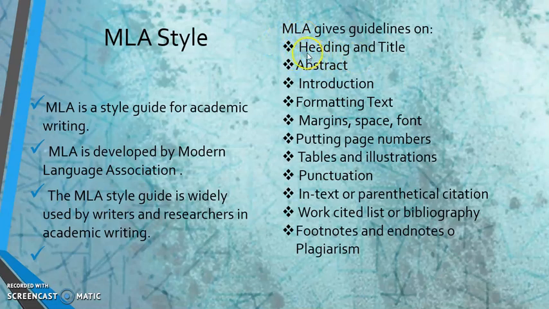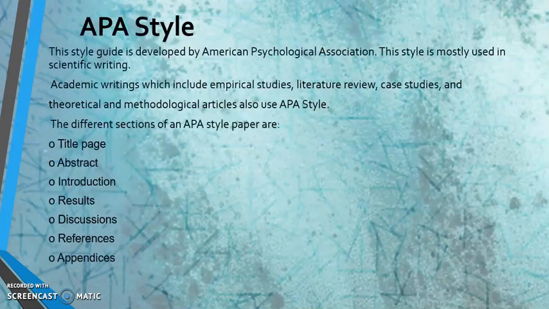Someone who is writing an academic paper can refer to this MLA style guide and get the information on what font size their heading or title should be, or the margin and the spacing, where they should put the page number, where the tables and illustrations should come, how they can cite the parenthetical citation or the bibliography, and how they can avoid plagiarism. All this information they can get from the MLA Style Guide. Just remember, this is for liberal arts and humanities students.